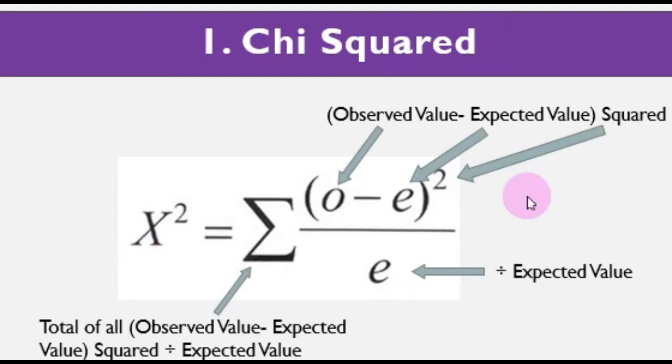So, paano ang formula? Ito yung formula niya. Okay, so O for this one is the observed values, E is the expected values, and the squared. Okay, over the expected value.